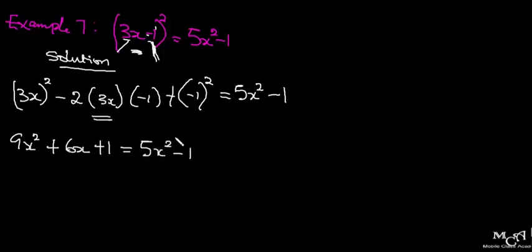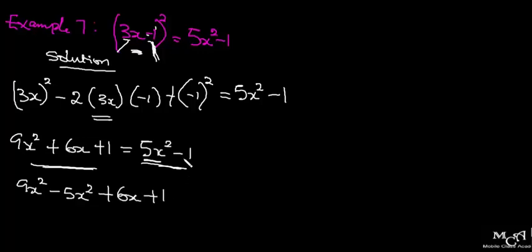Now let's bring everything on this side to this side. You understand? And equate the whole thing to 0. Now we have 9x squared. We have 5x squared on the right hand side, so we'll bring it to the left hand side: 9x squared minus 5x squared plus 6x plus 1. If we move this minus 1 to this side, it is going to be plus 1. Are you with me? Then everything equals 0.